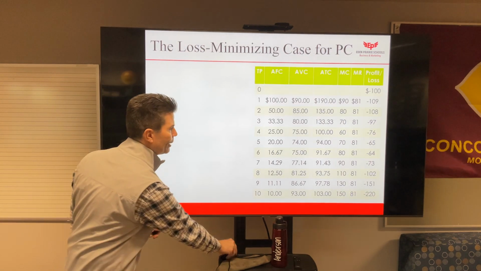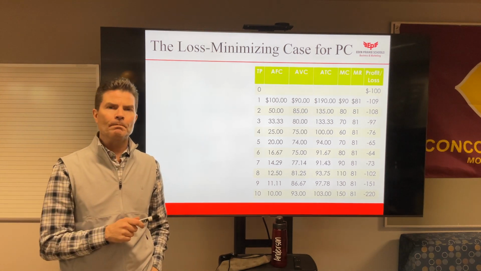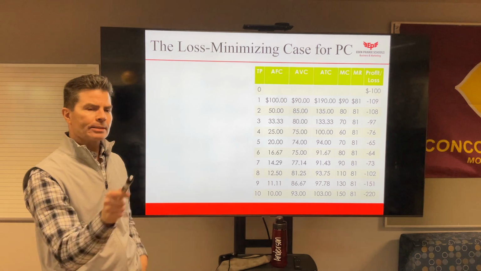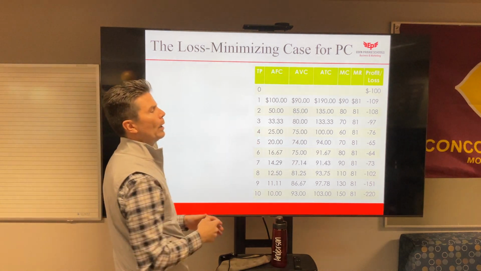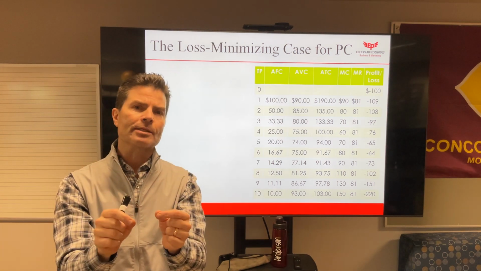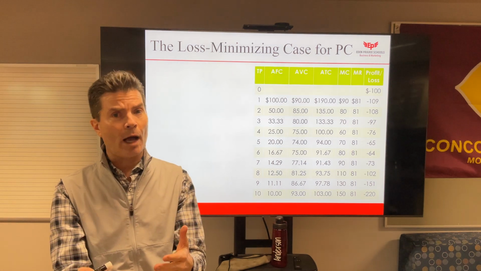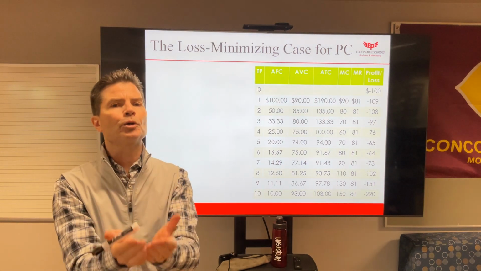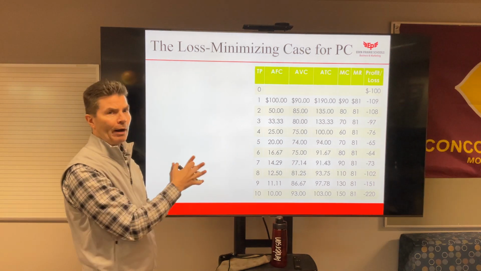There's something called the loss minimizing case for perfect competition. So the loss minimizing case is where we are trying to find out where is my optimal quantity where I am minimizing my losses. So I want to produce, but I know I'm producing at an economic loss, but I want to keep producing, and that's what we're going to prove here. We're using numbers, then we're going to graph it.